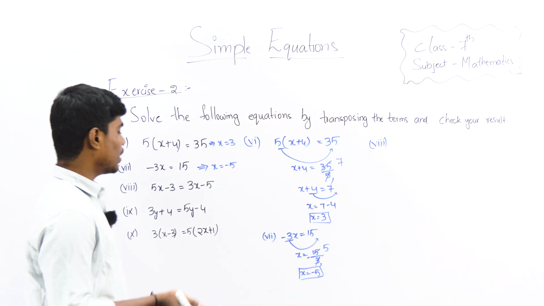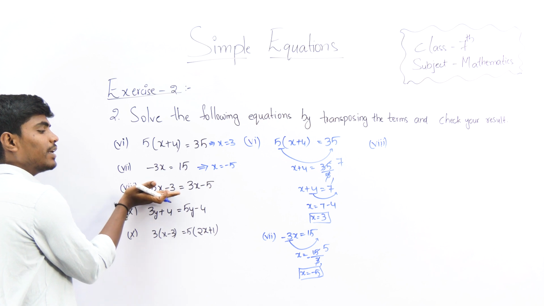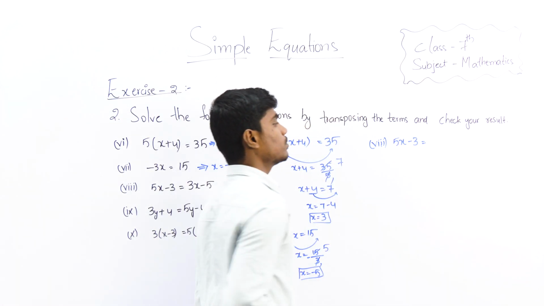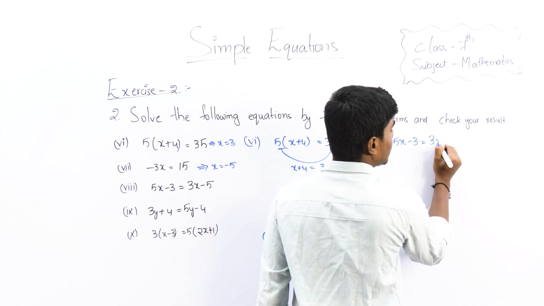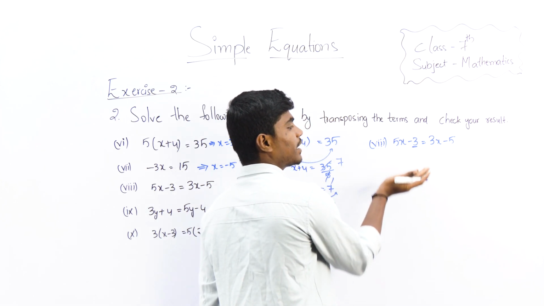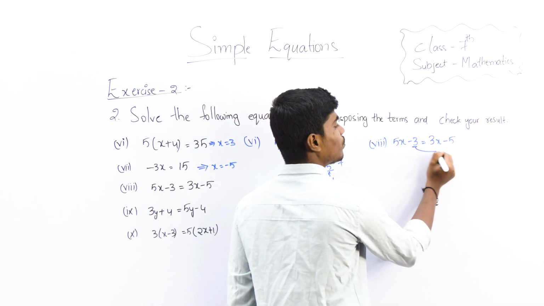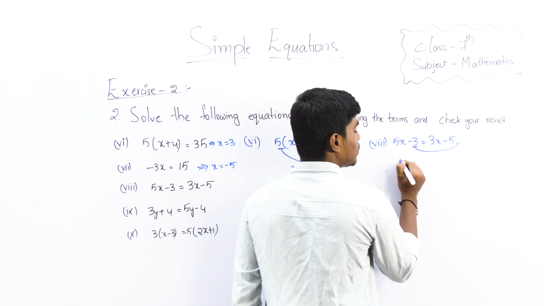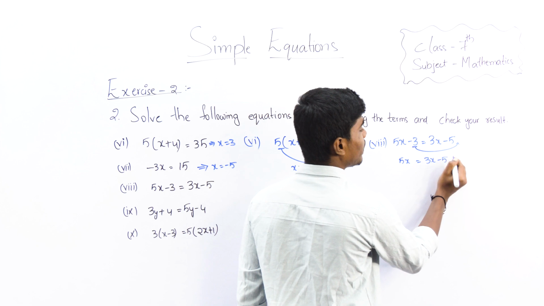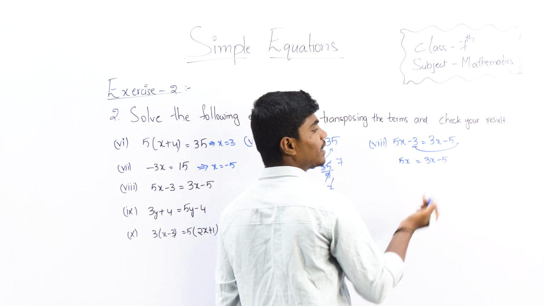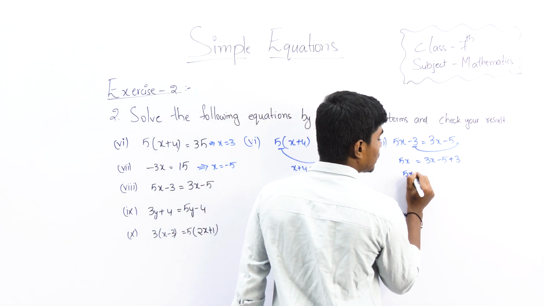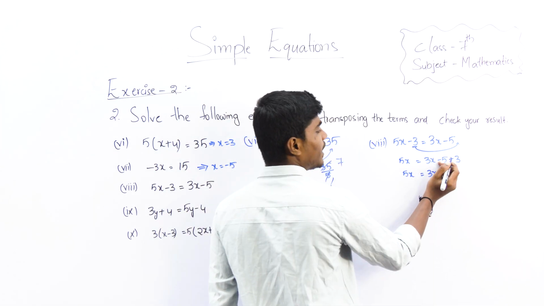So the eighth one. What is the equation he gave? 5x minus 3 is equal to 3x minus 5. See here, minus 3 is subtracting on the left side. If we move it to the right side, it will add. So 5x is equal to 3x minus 5 plus 3.